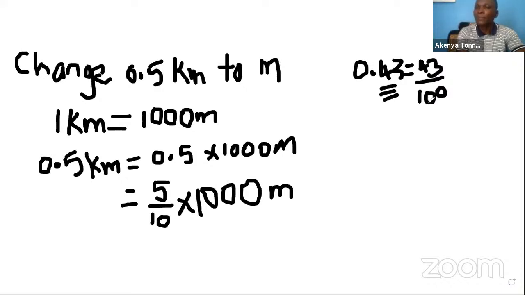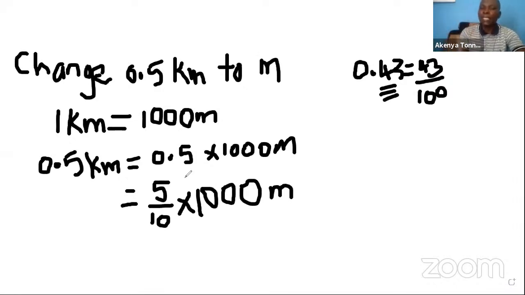Any answer? Yes, Monique. Why are we putting 0.43 to be 43 out of 100 in fraction? Because there are two digits after the decimal point. Those 2 digits, we call them 2 decimal places. Very good. How about when we come to 0.5? Is it also having 2 digits after the decimal point? No. It has only 1 digit.